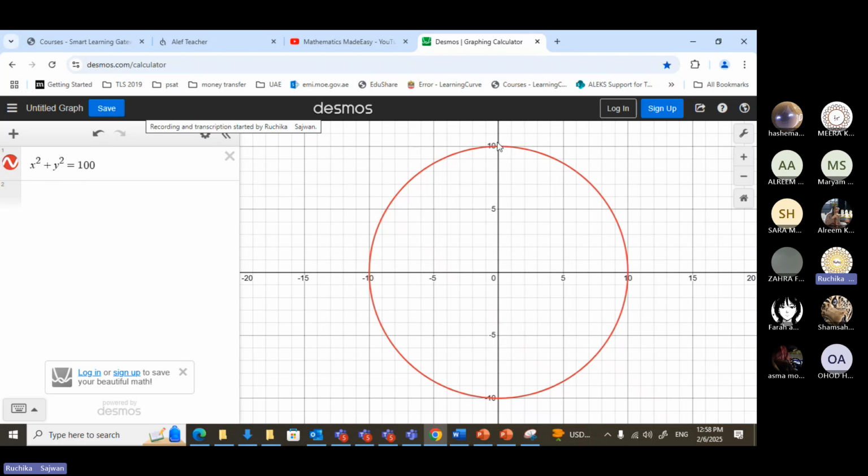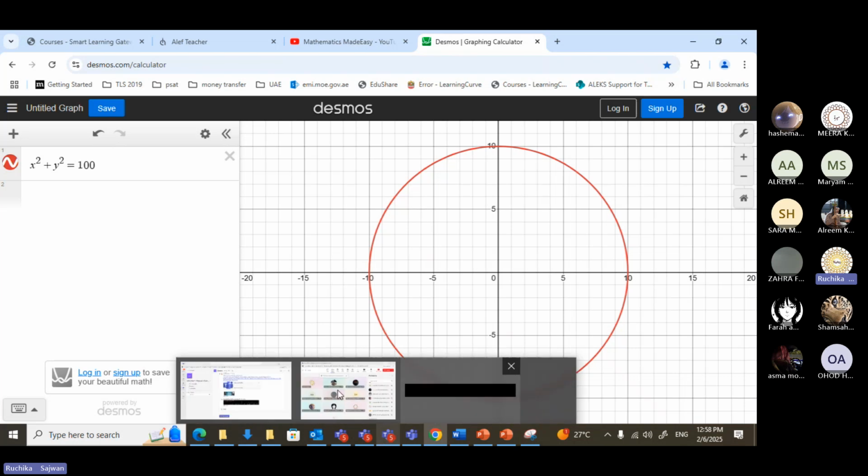This is a shortcut, and just to let you know, you can use the Desmos graphing calculator for any graph. So it's not only for circles. As we progress, you can use it for ellipses, hyperbola, even for parabola. It's a very good tool. Personally, I like it very much. You can use it anytime, just for shortcuts, just to check your answer. You won't be using it in the exam for sure.